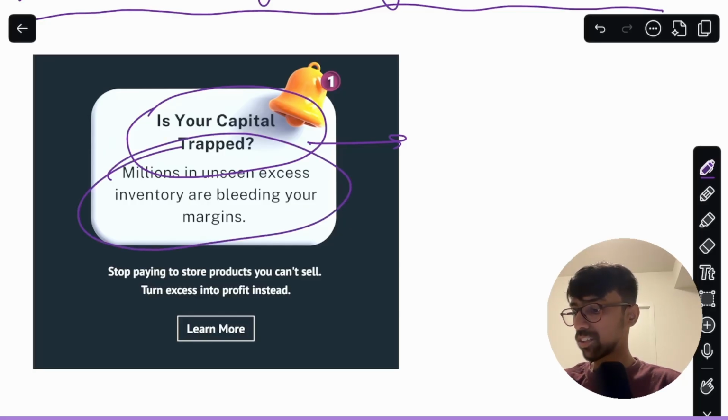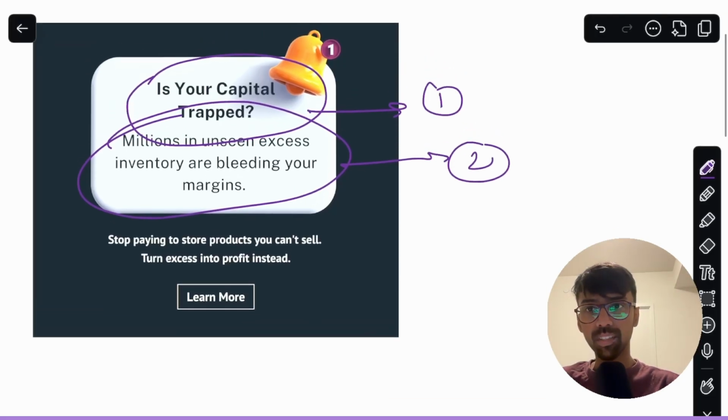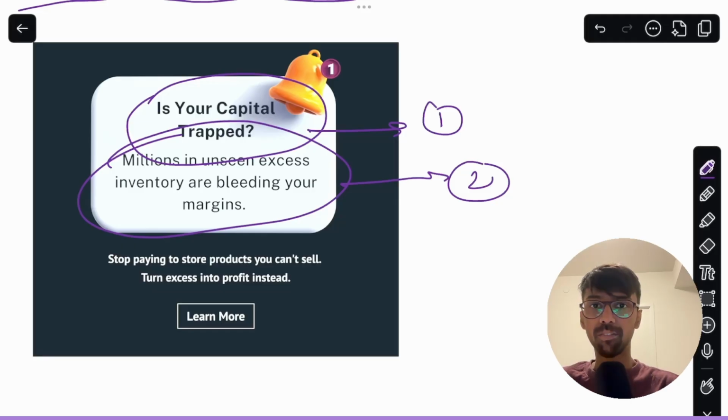First your eyes go here. This is the number 1. And this is the number 2. Your subheadline. This is basically millions in unseen excess inventory, and they're bleeding into your margins. So this is a powerful emotional and financial pain that we want to address.